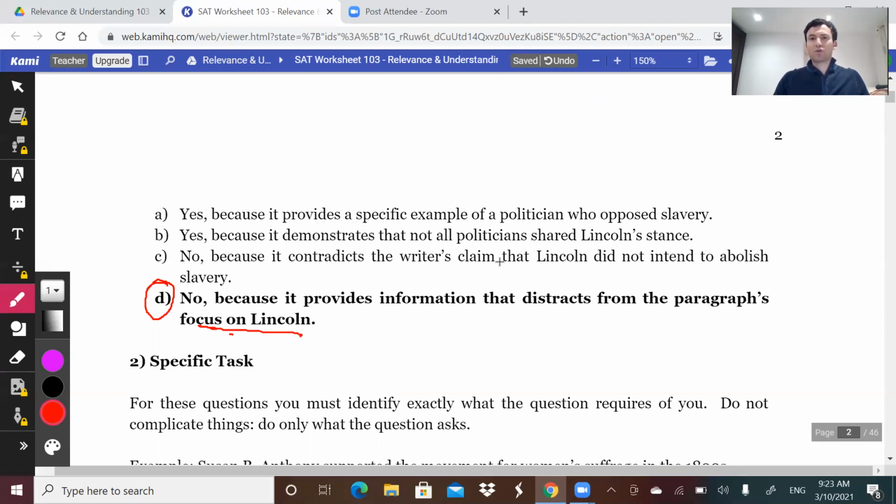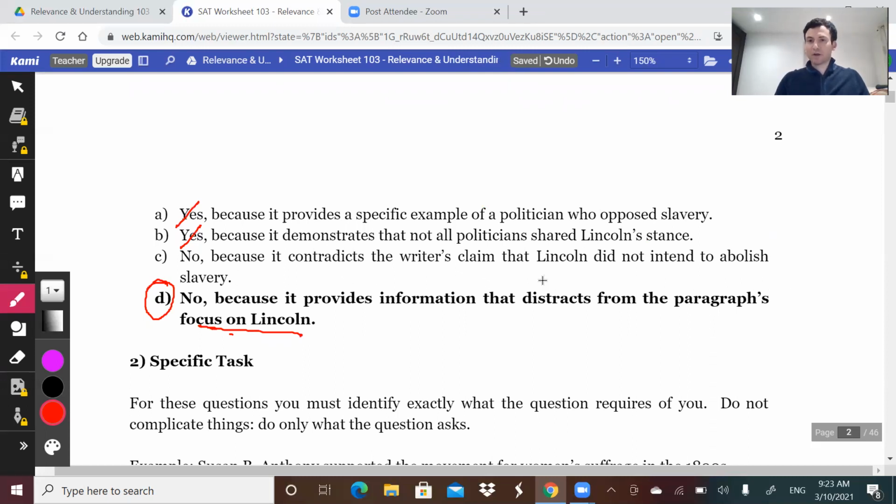And you always want to make sure the reason makes sense as well. You don't want to just make a decision on yes or no. So it provides a specific example of a politician who opposed slavery. Yeah, it does all that, but that doesn't mean it belongs. Yes, because it demonstrates that not all politicians shared Lincoln's stance. Again, it does do that, but it doesn't belong. It's off topic. So the reasoning's right, but the decision of yes is no.